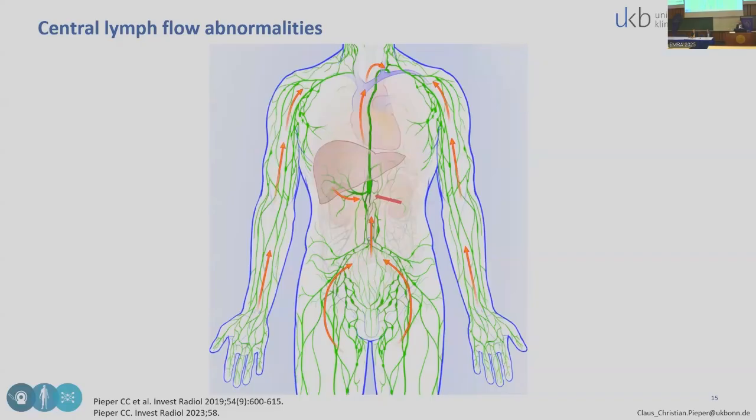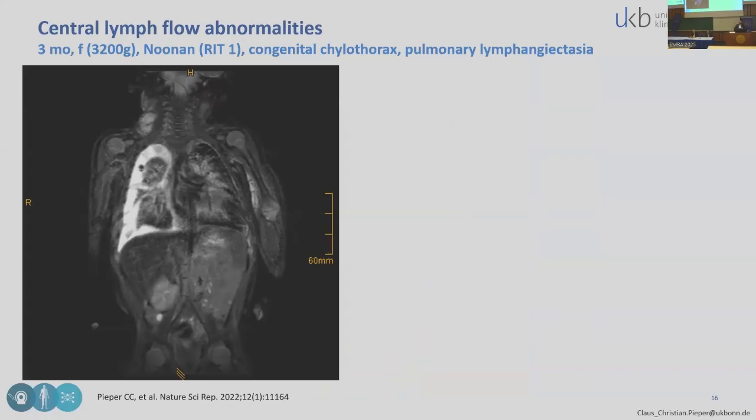Central lymphatic flow anomalies are characterized by backflow from the central lymphatic system towards the periphery, and this is not associated with these large cystic changes you see in other conditions. This is just a typical example of a patient with Noonan syndrome, a RASopathy, a 3-month-old girl with severe congenital chylothorax.